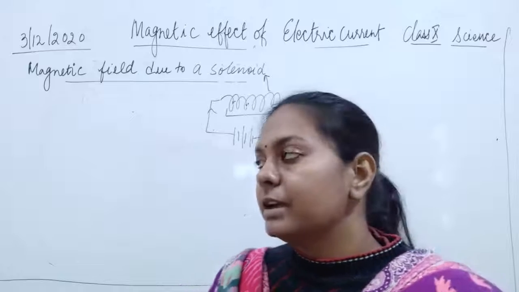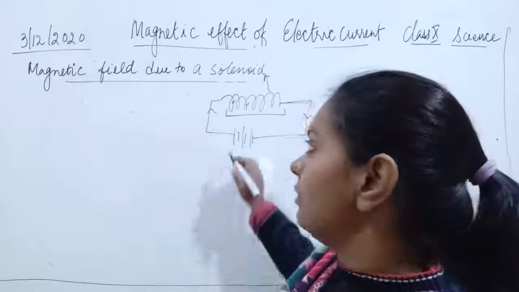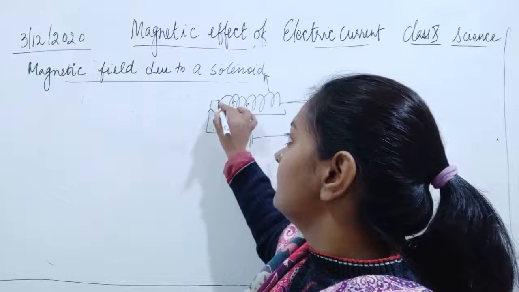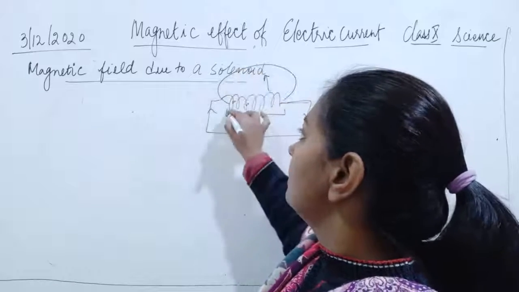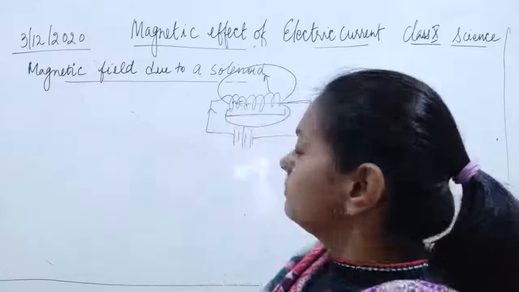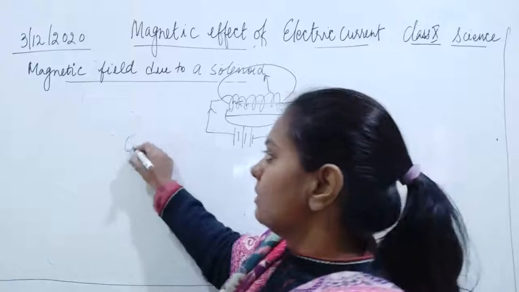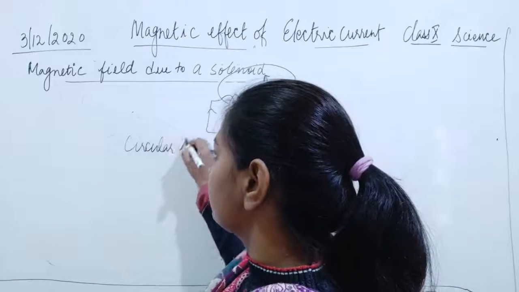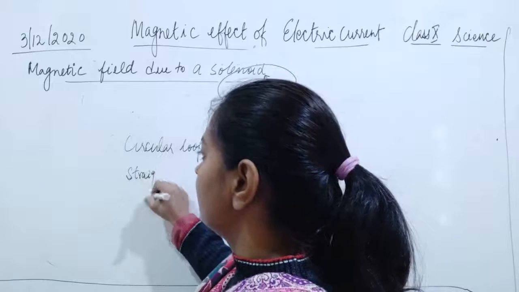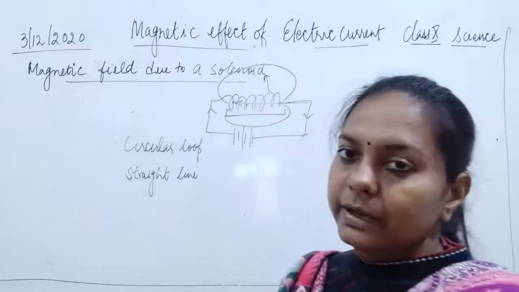Now, what kind of magnetic field is produced? In this solenoid, the magnetic field is developed in the form of circular loops outside, and from inside it is straight inside the solenoid. Outside, how will it be? Circular loops. And inside, how will it be? Straight line. Okay, it will be a straight line.